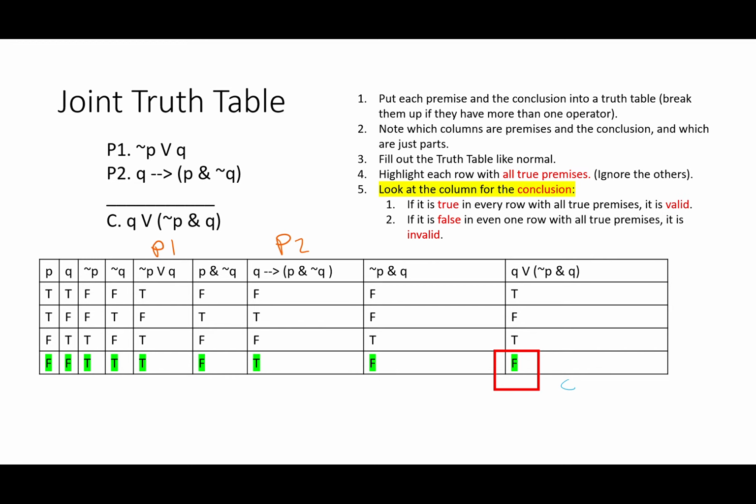Doing joint truth tables can be kind of time consuming. It can be a little tricky. However, it's completely foolproof. If you follow these steps correctly and fill out your truth table correctly, of course, you will definitely be able to find whether or not an argument is valid or invalid.